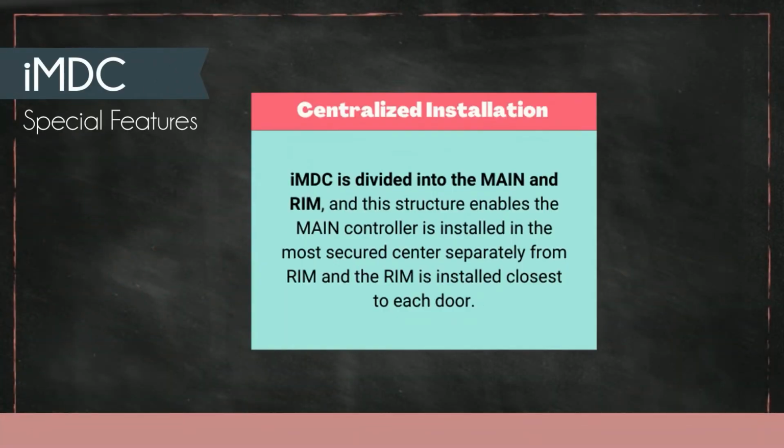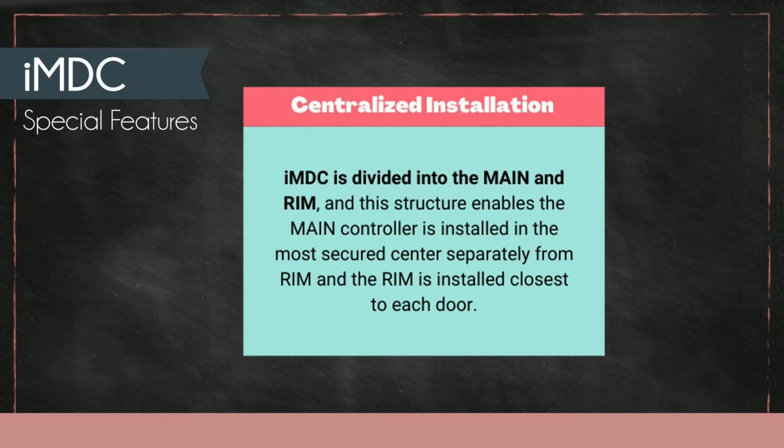iMDC Special Features. Centralized Installation. iMDC is divided into the main and RIM, and this structure enables the main controller to be installed in the most secured center separately from RIM, and the RIM is installed closest to each door.